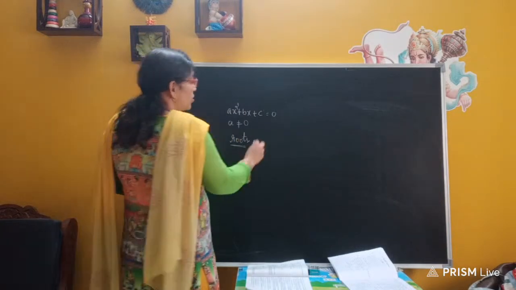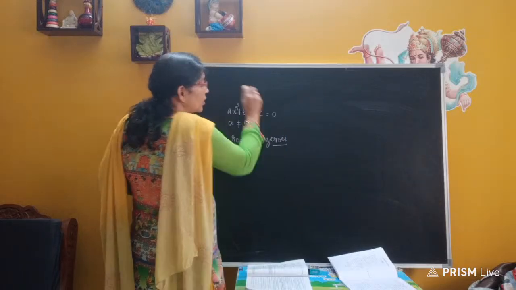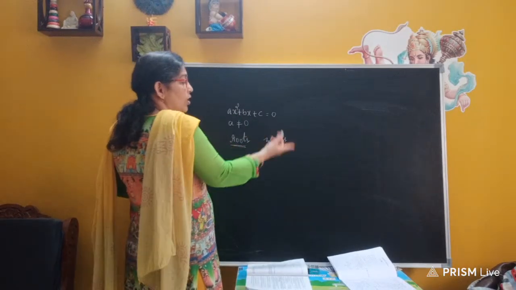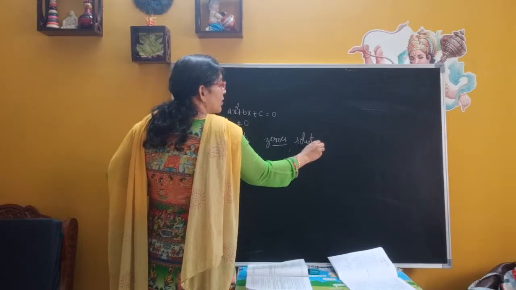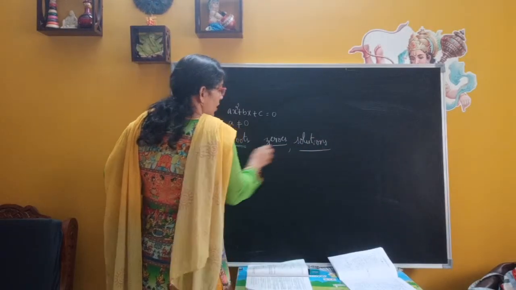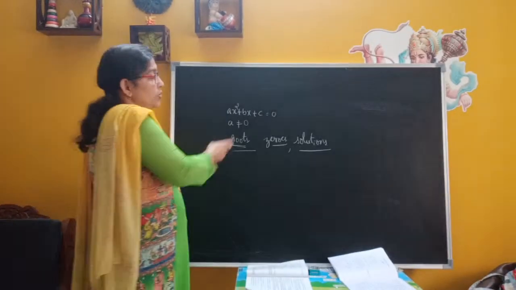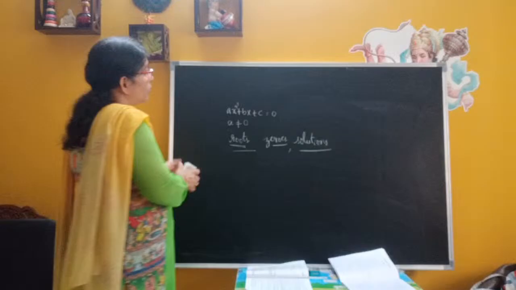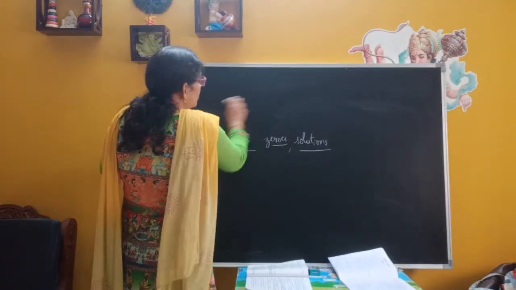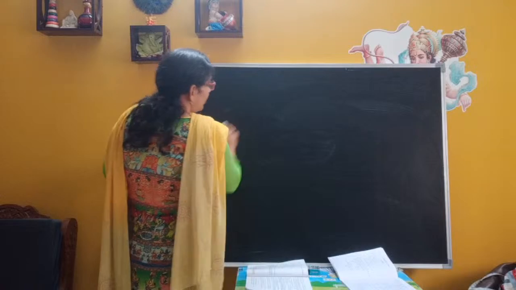And roots are also called zeros. Zeros of a quadratic equation, roots of a quadratic equation, and solutions of a quadratic equation are all the same. Okay? Roots, zeros, solutions, all these give the same meaning. But the commonly used word for a quadratic equation is roots of the quadratic equation.